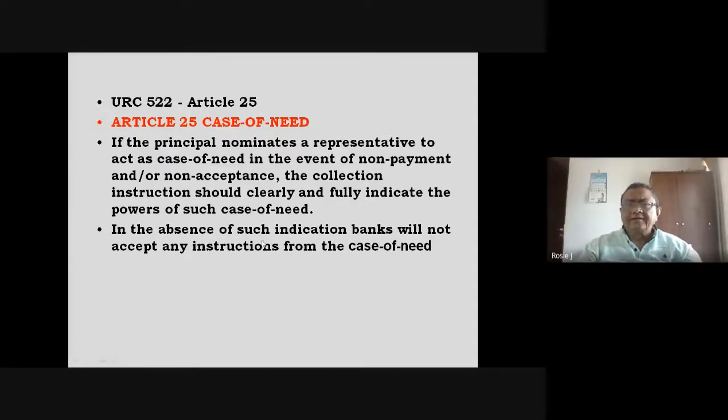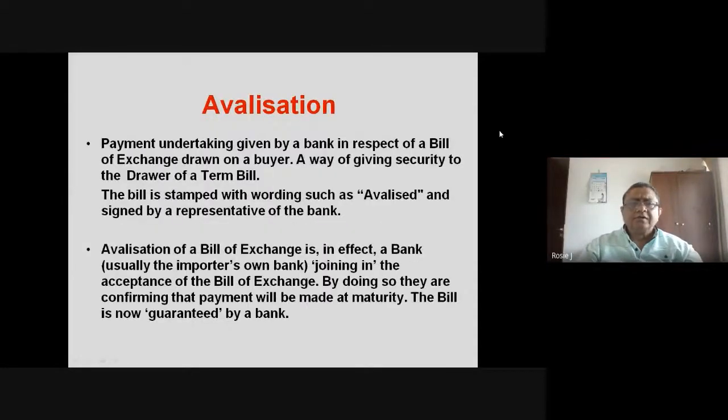Let's do what is the next item. So, I told you, payment undertaking given by a bank in respect of a bill of exchange, by way of giving security to the drawer on top of it. The bill is stamped with the word aval and signed. I have given you the crux of what is aval. By doing so, they are confirming the payment will be made at maturity.